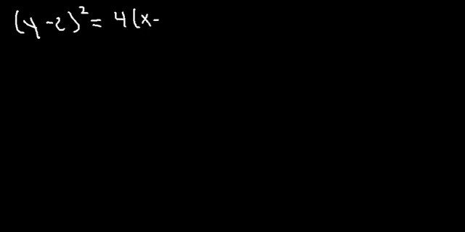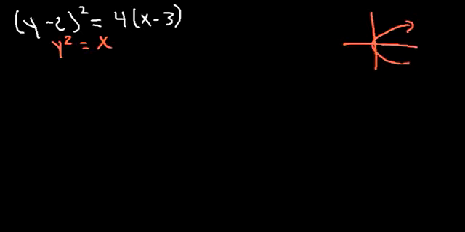Let's try another example. Let's say we have (y minus 2) squared is equal to 4(x minus 3). So our general equation is y squared is equal to x. So this one's going to open to the right again. And we know the focus is going to be over here, and the directrix is over here. So the vertex is 3 for x, positive 2 for y.